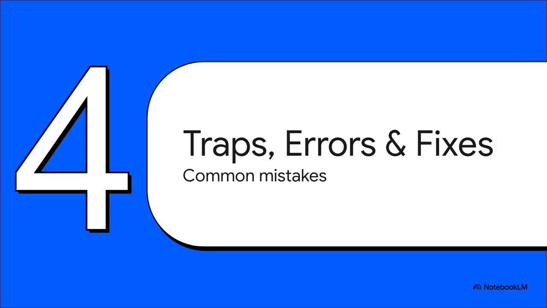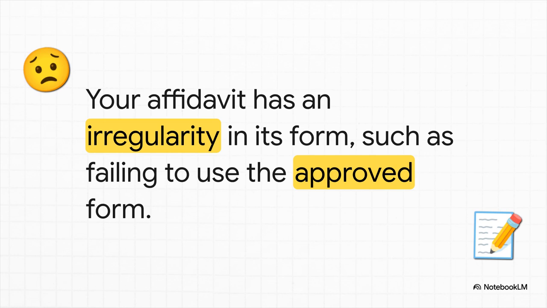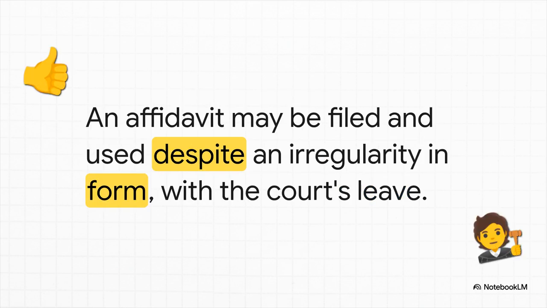All right, let's do a quick-fire round. We're going to look at some common traps you might fall into, and more importantly, whether there's a way out. So, picture this. You're at the bar table, and you suddenly spot a mistake in your affidavit's form. Maybe there's a missing detail in the jurat, or maybe it's not on the approved form. What do you do? Well, luckily, there's another one of those escape hatches.